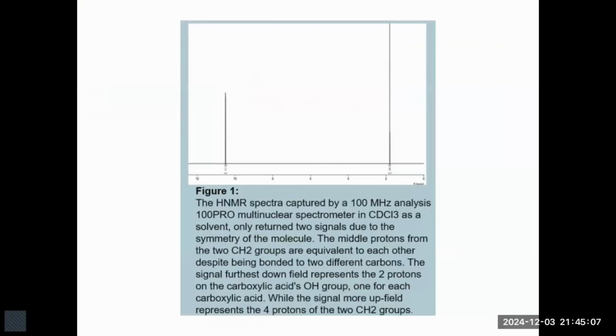Figure 1 shows the HNMR spectra that consists of only two signals, and this is due to the symmetry of the molecule. So the protons of the two middle CH2 groups would be the signal that is furthest upfield, and the signal that is furthest downfield is the protons that are on the carboxylic acid groups.